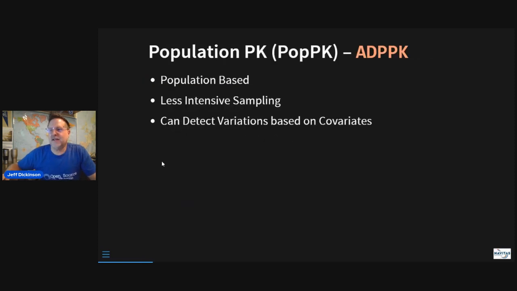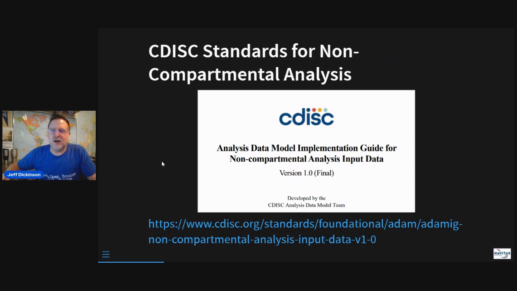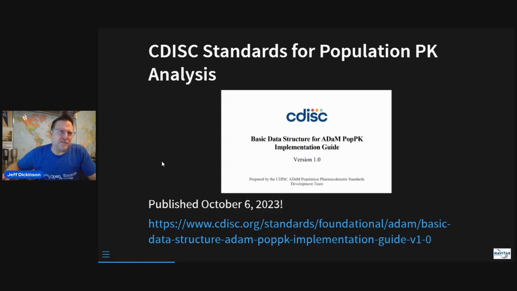Population PK, or ADPPK, is population-based. It can be less intensive sampling, and it can be used to detect variations among populations based on covariates. So there are two current CDISC standards that are out for these. The standard for the non-compartmental analysis came out in November 2021. The standards for PopPK came out just 2 weeks ago. So I'm going to focus a little bit on the ADPPK stuff because it's so fresh.